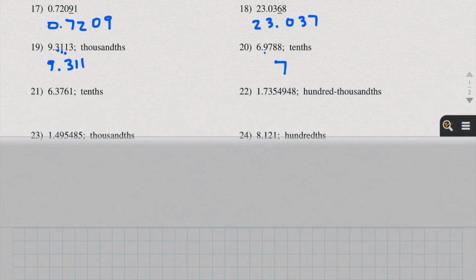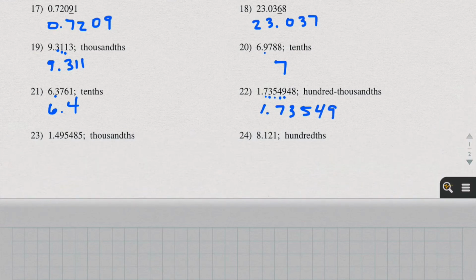Number 21. Tenths place, we look to the right at the 7. Because it's greater than 5, we round this 3 up to 4, so this becomes 6.4. Number 22, the hundred thousandths place. So we look at the 7s and tenths, hundredths, thousandths, 10,000ths, 100,000ths. So the 9 is in the 100,000ths place, so we look to the right at the 4. Because the 4 is less than 5, we leave the 9 where it's at. So this becomes 1.73549.